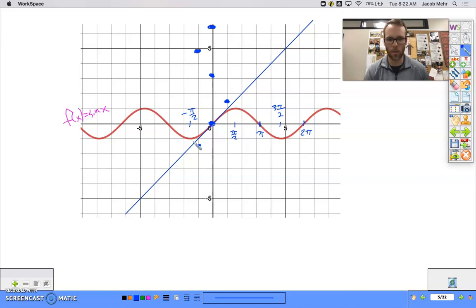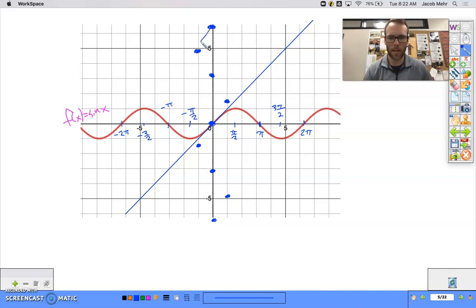That's the reflection of this point in that line. Then we would be at negative pi, 0, so we'd be at 0, negative pi. We would be at negative 3 pi over 2, 1, so that'd be 1, negative 3 pi over 2. And then back here we would be at negative 2 pi, 0, so that'd be 0, negative 2 pi, which is down here. So what's this graph look like?